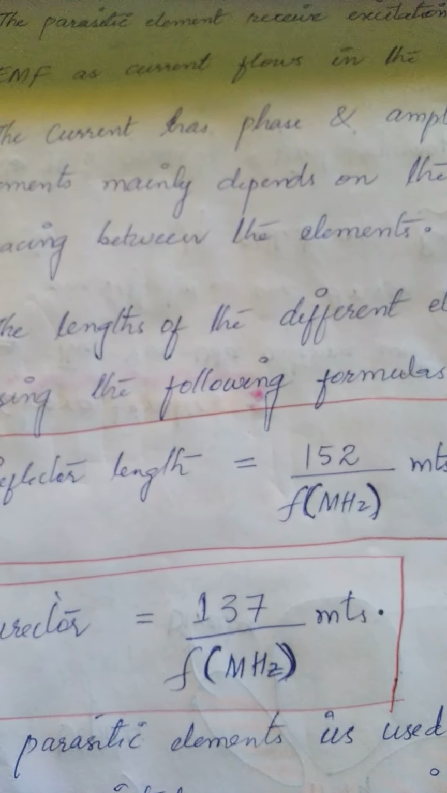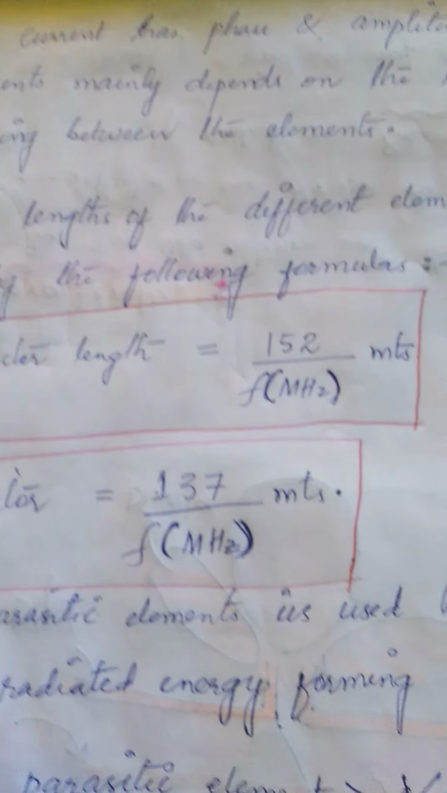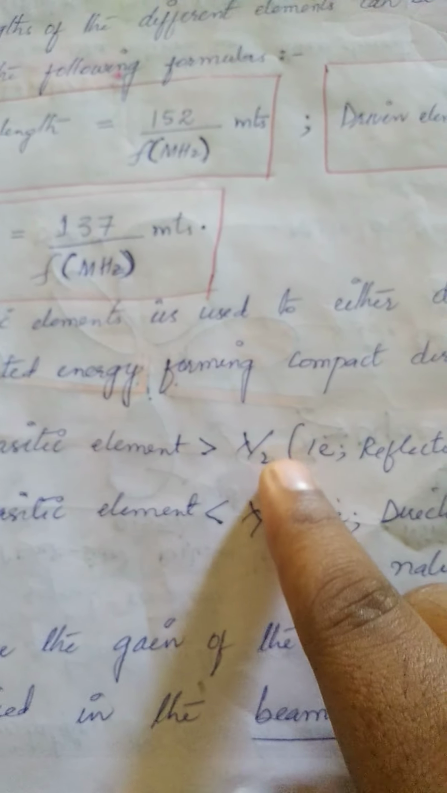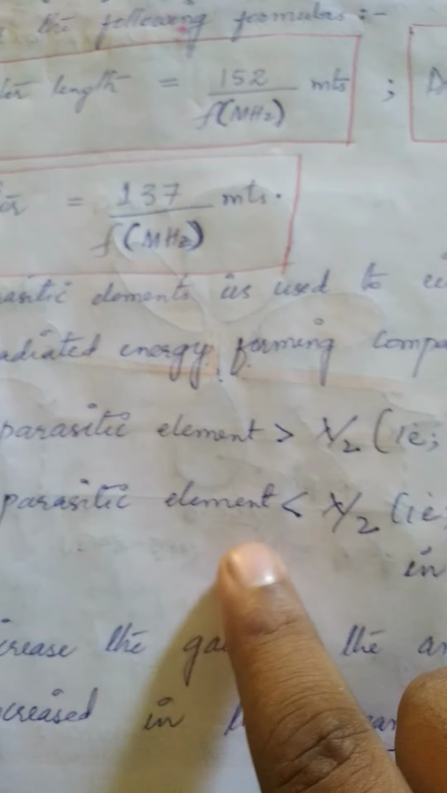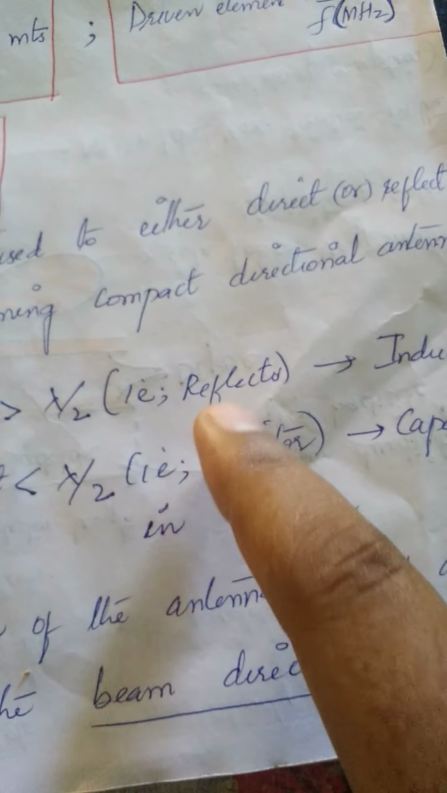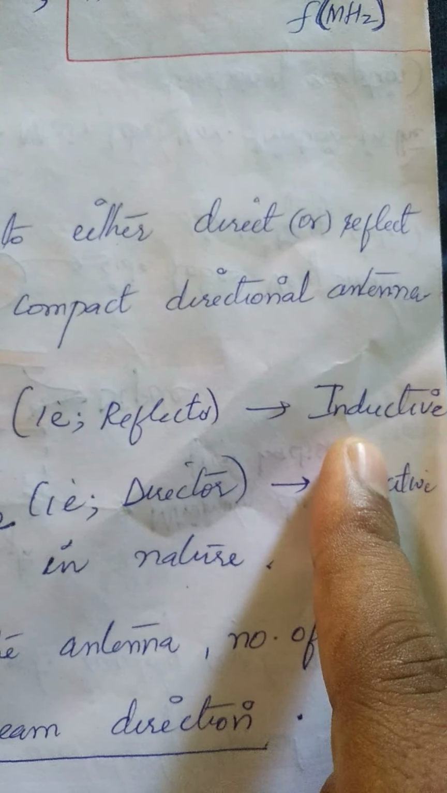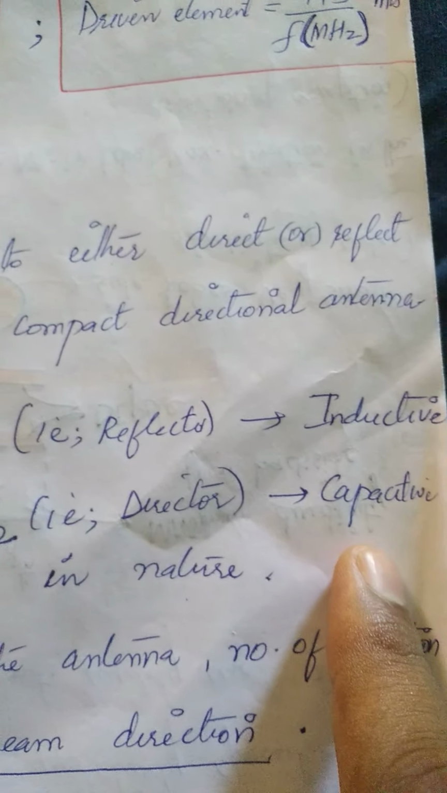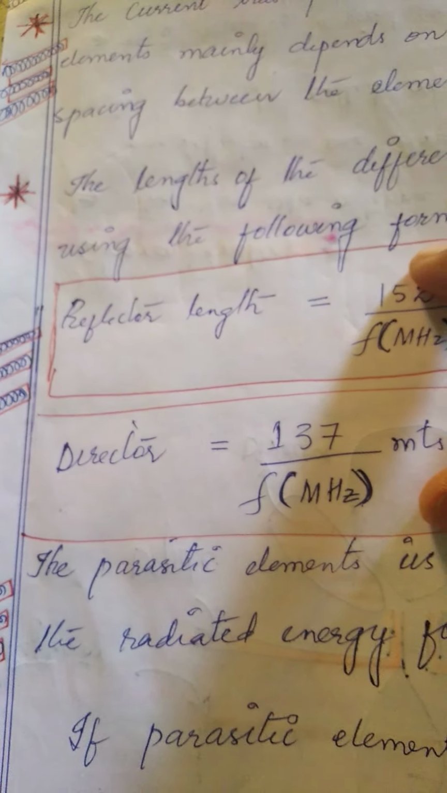By using this, the elements either direct or reflect the radiation energy. This depends upon two parameters. If the parasitic element is longer than lambda by 2, it is considered to be a reflector. If the parasitic element is shorter than lambda by 2, it is considered to be a director. A reflector is inductive in nature, that is, like inductors. A director is capacitive, that is, like capacitors. So based upon these two parameters, it's going to work.